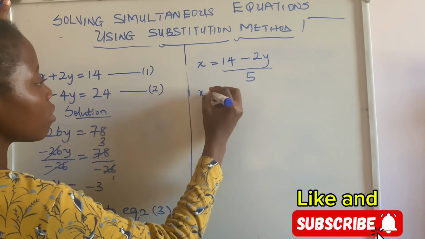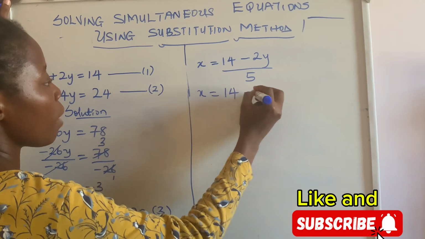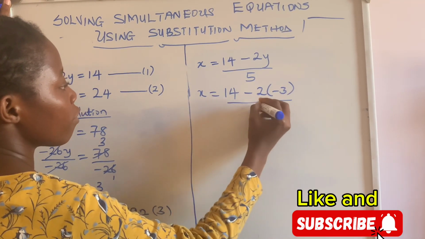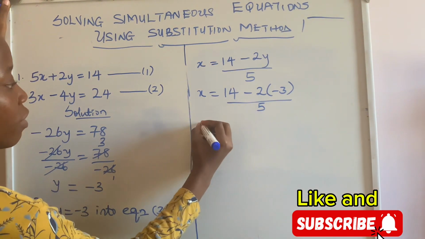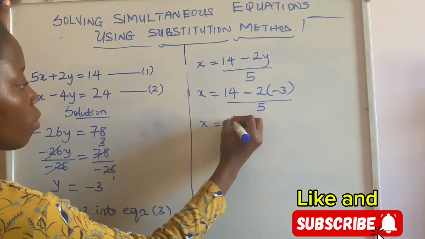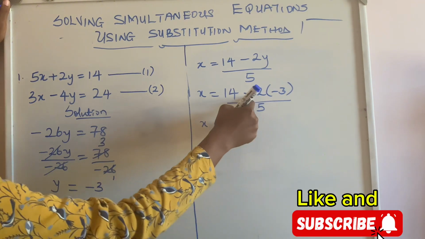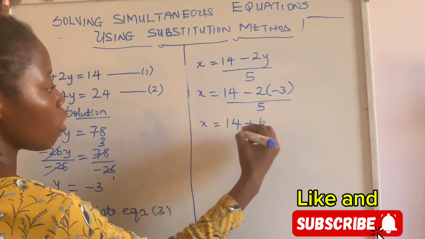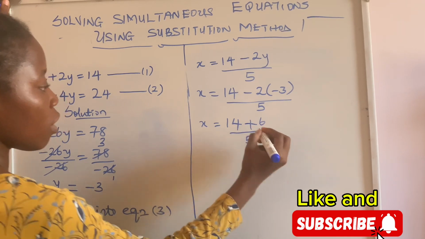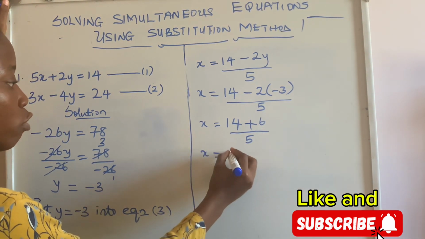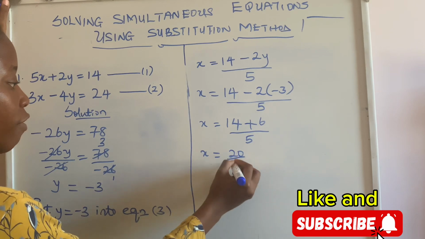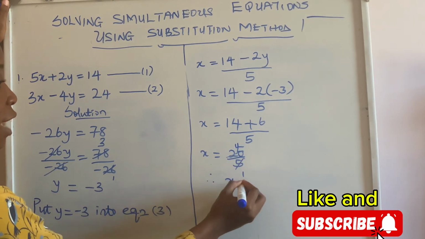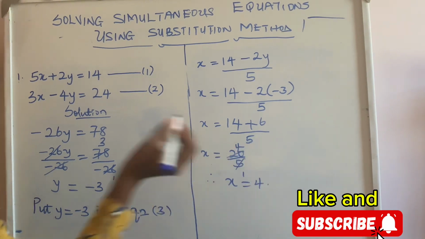So you have x is equal to 14 minus 2, open bracket, minus 3, over 5. Okay, now that we have this, we say x is equal to 14 minus 2 times what? Minus 3 is going to give plus 6 over 5, which is x equal to 20 over 5. Therefore, your x is equal to 4.